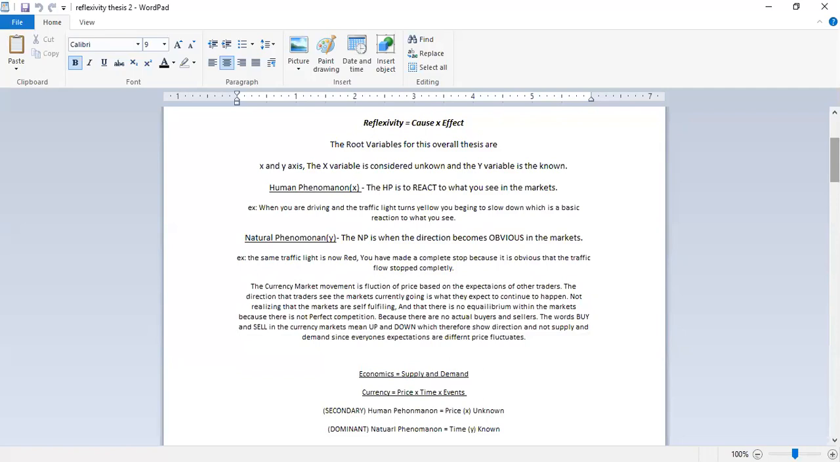There's no actual buyers and sellers of anything. The reason why there's no actual buyers and sellers is because there's no perfect competition. Okay, there's no 50-50 area within the markets without you going through the process. So this is why you guys learn the 6-step order of operation. The first step that we have to do is we have to create that equilibrium.